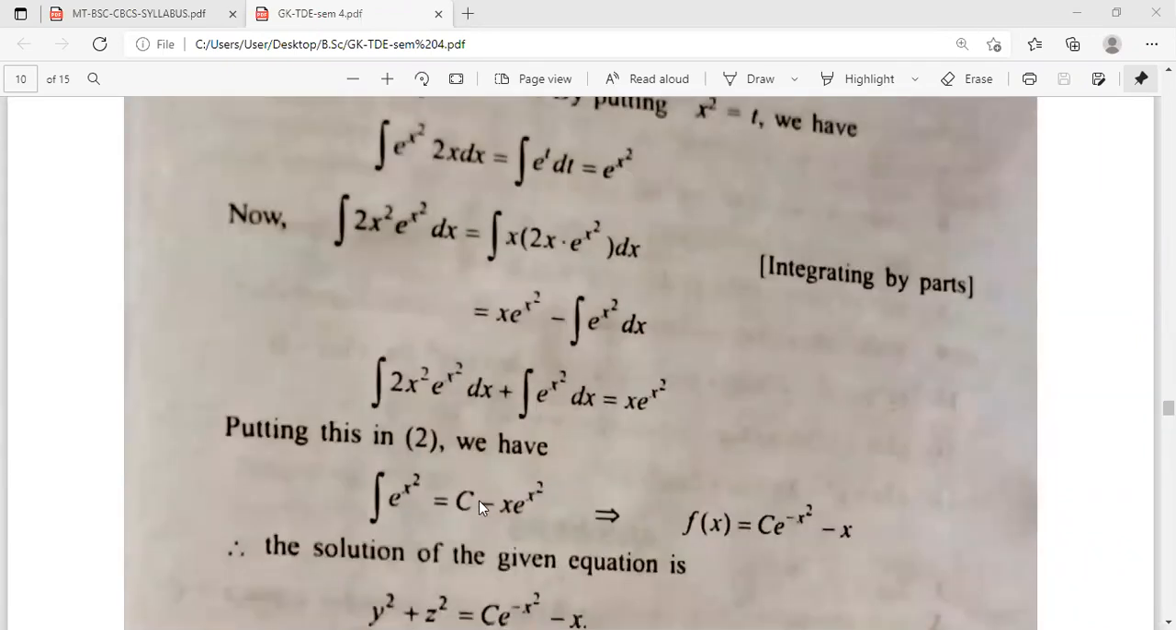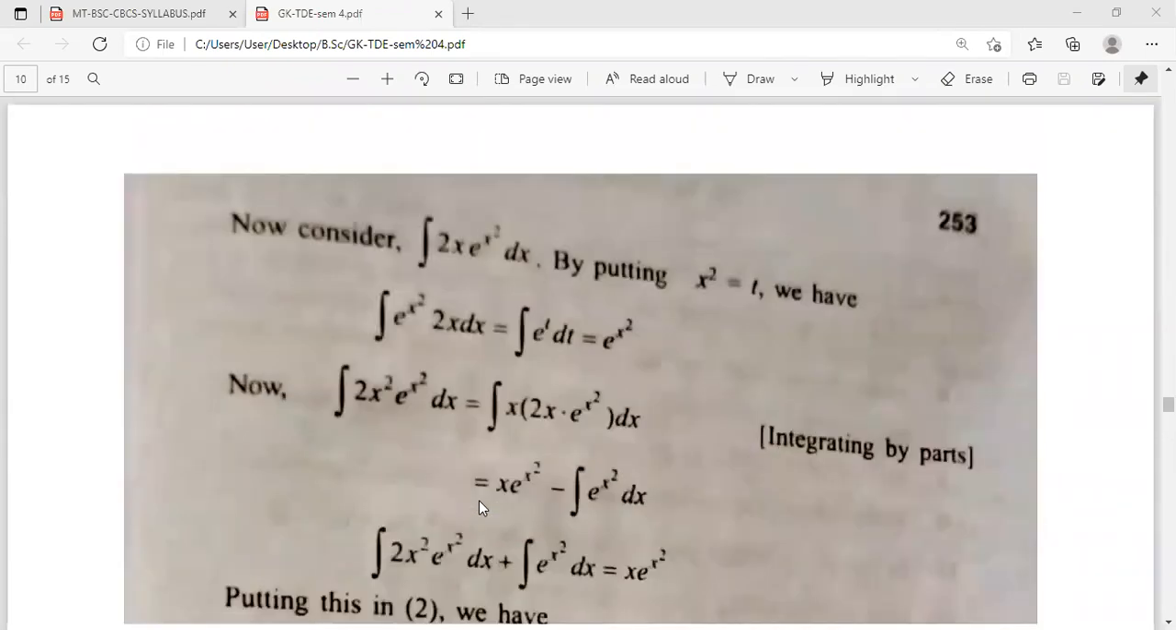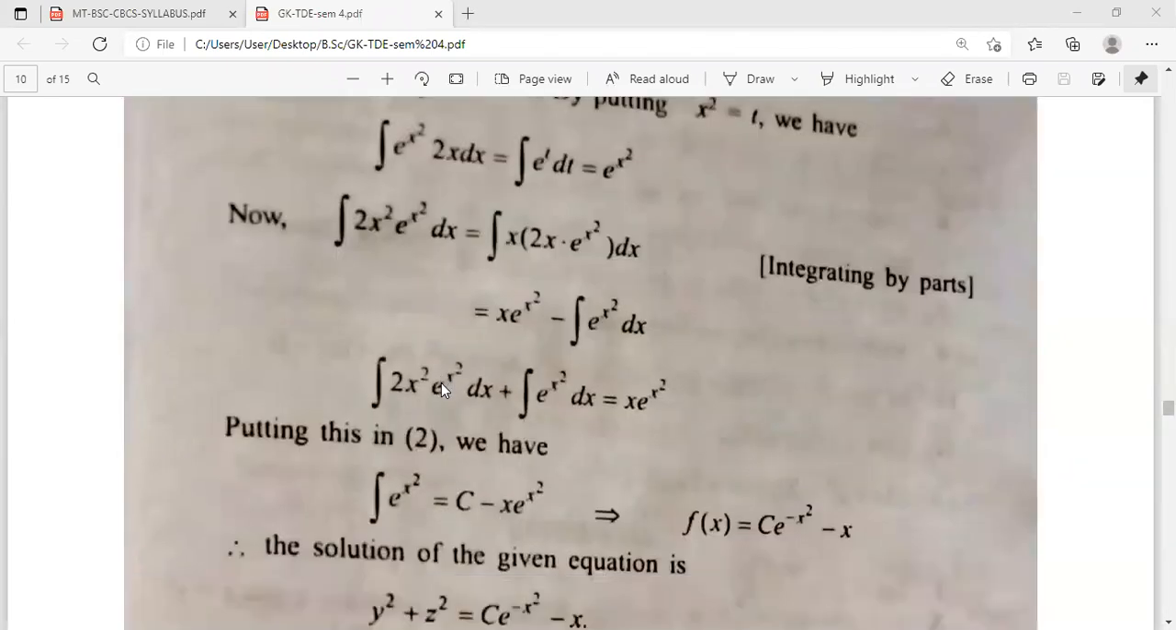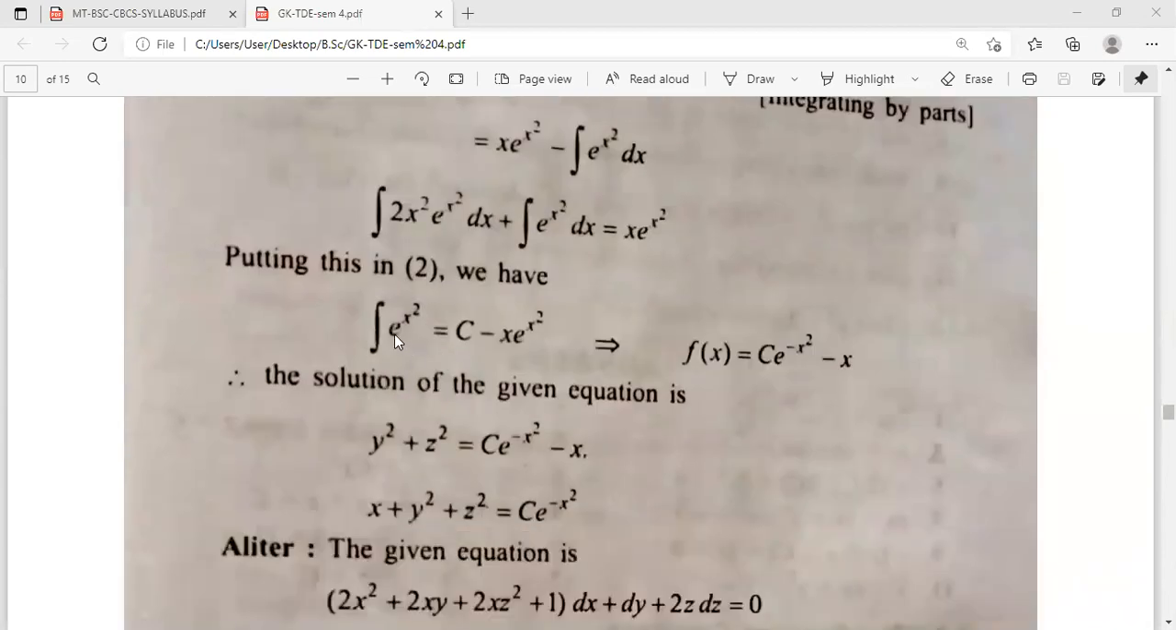Now what did we get here? First, f into e to the power x square. There is no integral sign here; it is a mistake. You got f into e to the power x square equal to c minus x e to the power x square. This is not an integral; it is f into. Keep f; this is a print mistake here.